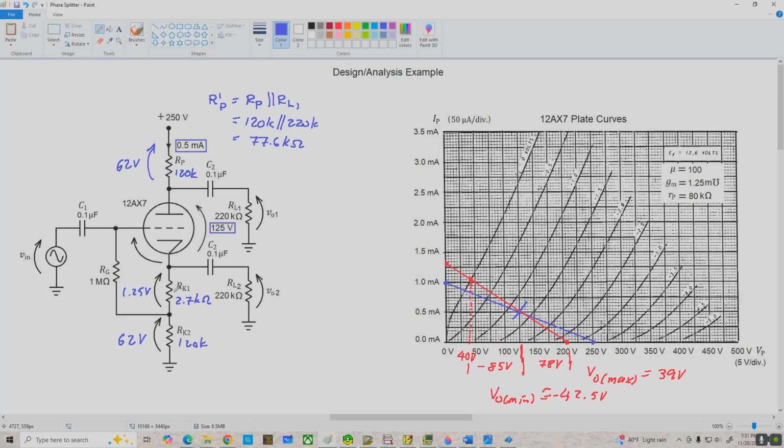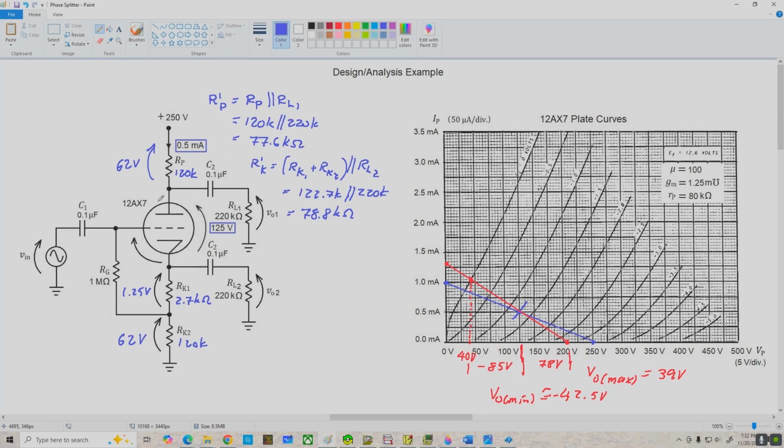Now let's look down at the cathode side of the circuit, and coming out of the cathode we see we've got RK1 plus RK2 in parallel with RL2, and remember we can ignore the grid resistor because it's so large, and that gives us R prime K equals RK1 plus RK2 in parallel with RL2, which is 122.7k in parallel with 220k, and that works out to be 78.8 k ohms.